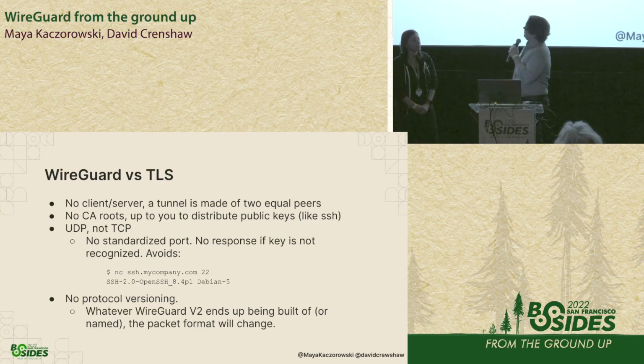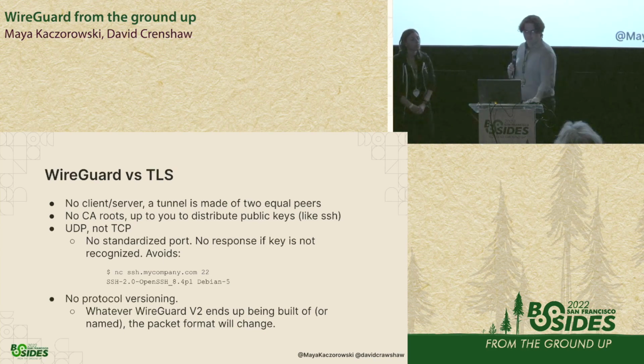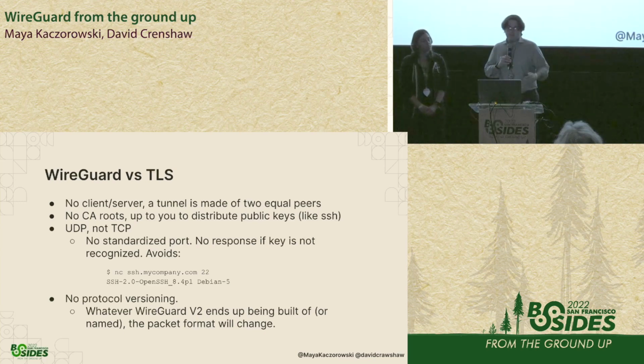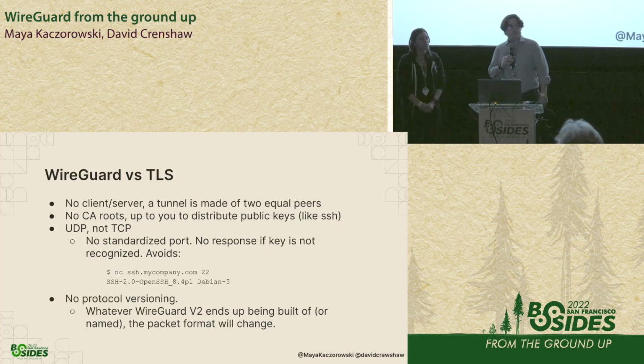Finally, there's no protocol versioning, which Maya went into, which means that if something was going to change inside the WireGuard protocol, it would have to get a whole new name and would look radically different. And then most importantly for me compared to TLS, WireGuard's small. The entire implementation of WireGuard in the Linux kernel, including its cryptographic primitives, fits in around 4,000 lines of C. If you look at the IPsec implementation in Linux, it's 100 times the size.